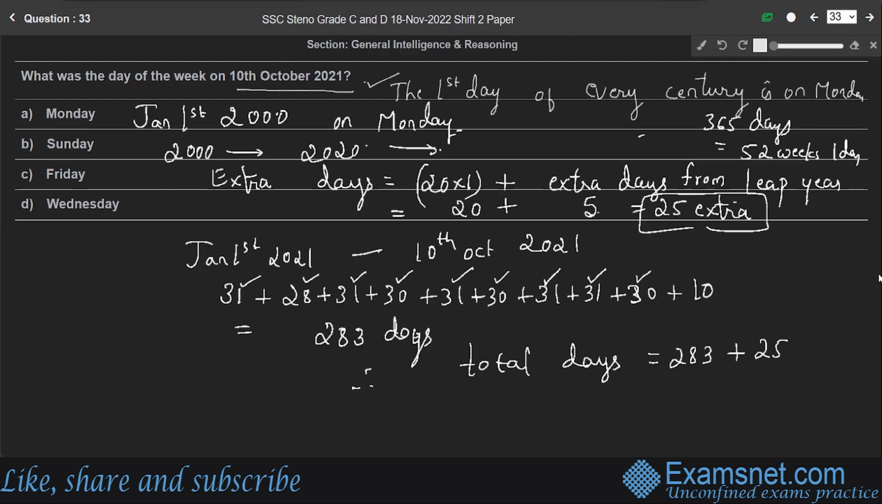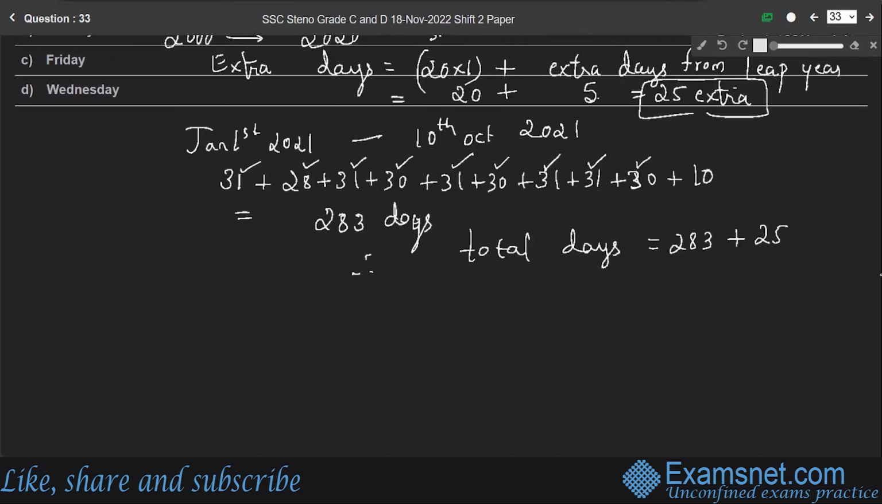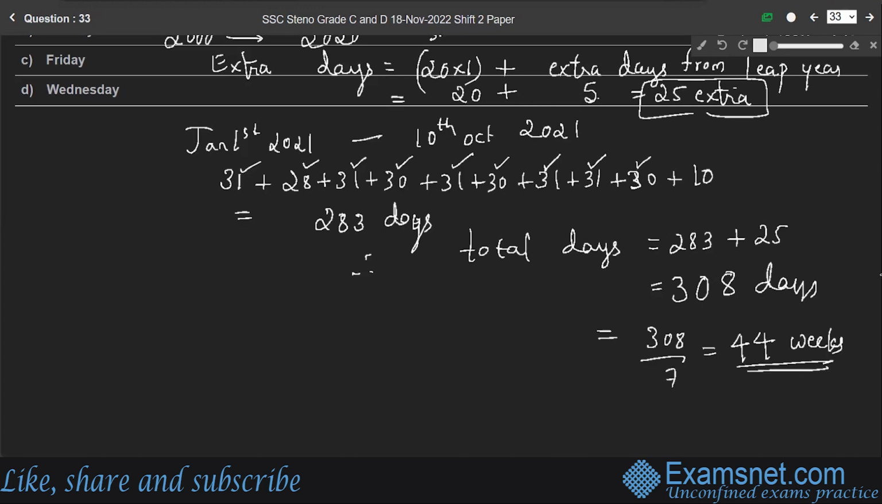Right? All together from the 20th century, 21st century, it is 283 plus 25. So 5 plus 3 is 8, 8 plus 2 is 10, so 308 days. How many weeks is that? 308 by 7: 7 into 4 is 28, 2 is the remainder. So these many days will complete 44 complete weeks, right?